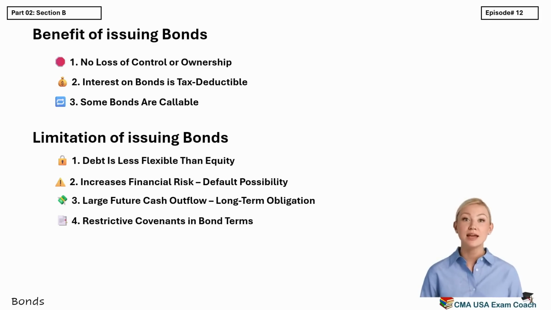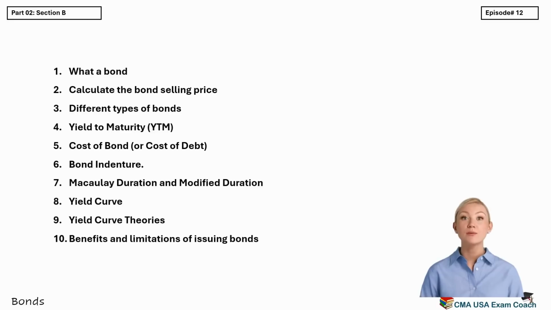Before we wind up this episode, let's quickly review everything we've covered so far. We began by understanding what a bond is and how it works as a debt instrument. Then, we learned how to calculate the bond selling price using present value formulas. We explored the different types of bonds, including convertible, debentures, mortgage bonds, zero coupon, and more. We discussed yield to maturity, YTM, a critical concept in bond valuation.